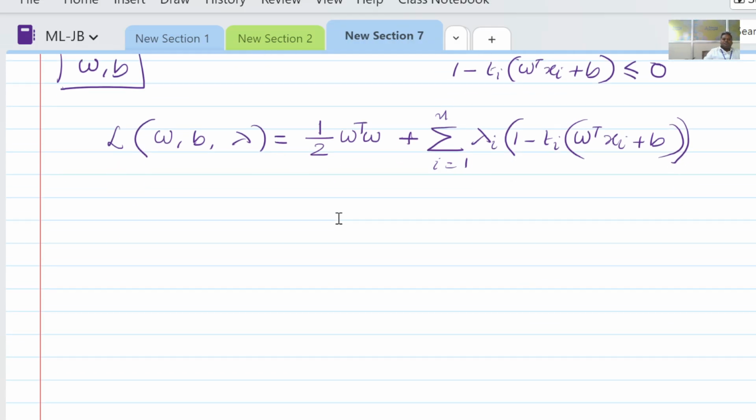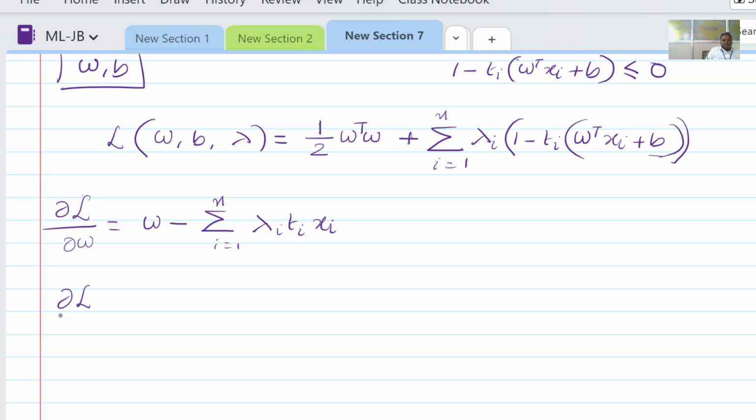Now let us find the derivatives. Do L by do W first. So this is W square, the derivative with respect to W is 2W and the 2 gets cancelled there. So W minus sigma i is equal to 1 to n lambda i, whose derivative is 0 with respect to W, and the term here is W. So lambda i, ti and xi. Of course this term will also be 0.